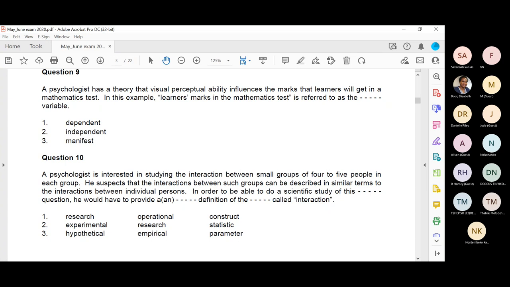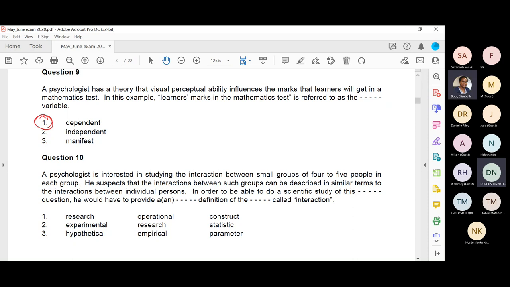A dependent variable is an outcome variable. Independent variable is an input variable. A manifest variable is a visible variable, and it can either be dependent or independent, right? One, because a latent variable is invisible, whereas the manifest is visible. But then what will be a learner's mark? Number one, dependent. It is a dependent.